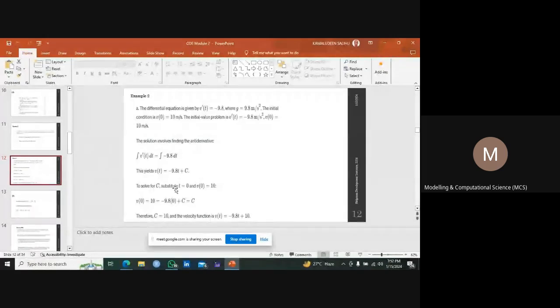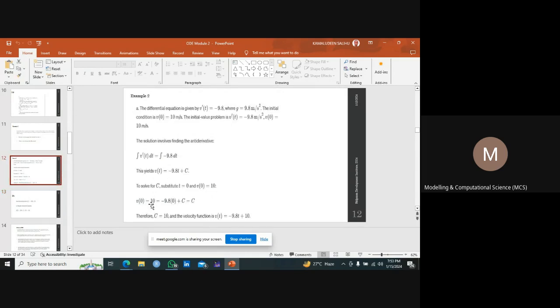So to solve for c, we substitute t equal to 0 and v of 0 equal to 10, given from the equation. That is the initial velocity given from our equation, which is equal to 10. So the independent variable, which is t, is 0. When you substitute it, you have v of 0.